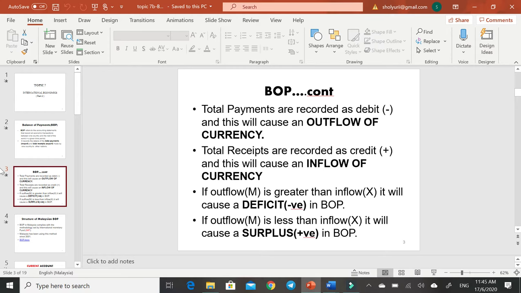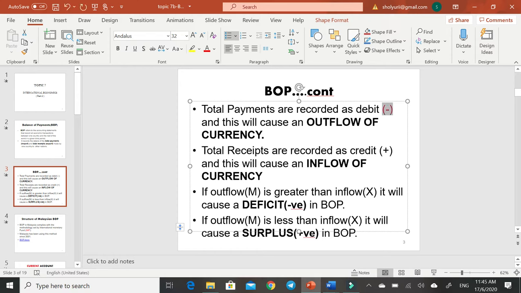Okay, total payments are recorded as debit, negative, because we need to pay the money going outside, an outflow of currency to another nation. So that's why it is recorded as debit, negative. While total receipt, because the money is coming in, an inflow of currency from other countries paying for our export, will be recorded as positive. So it is beneficial for our country lah. Sebab apa? Kita dapat duit tersebut. While payment, duit tu mengalir, dia pergi ke negara lain.